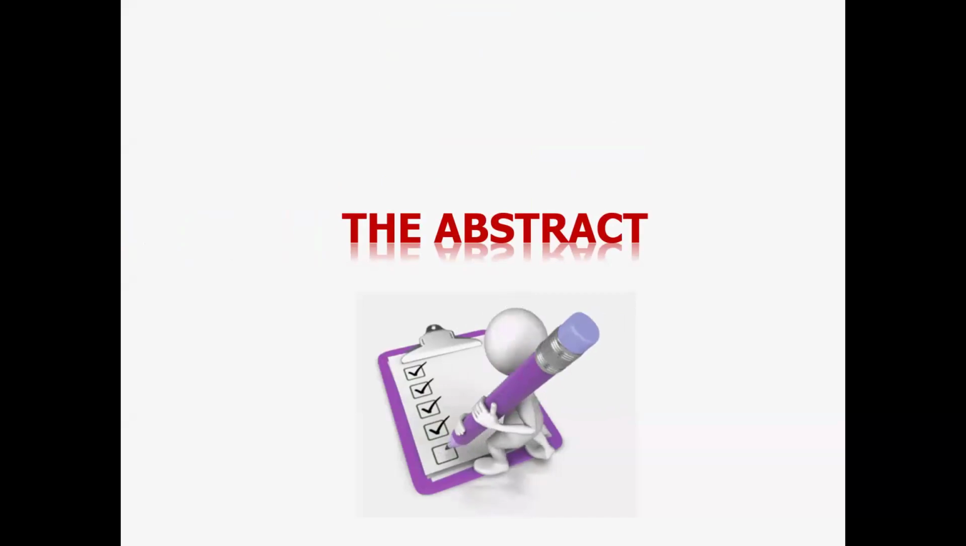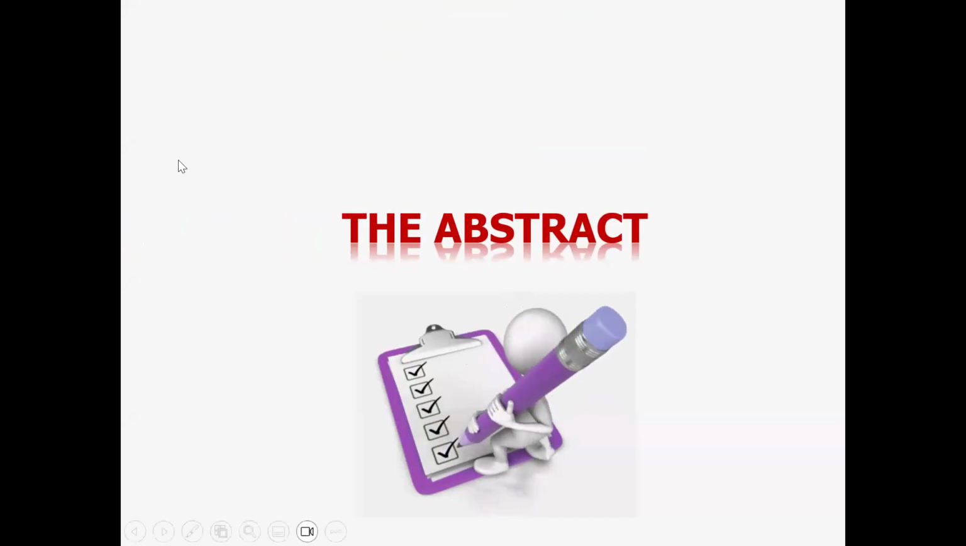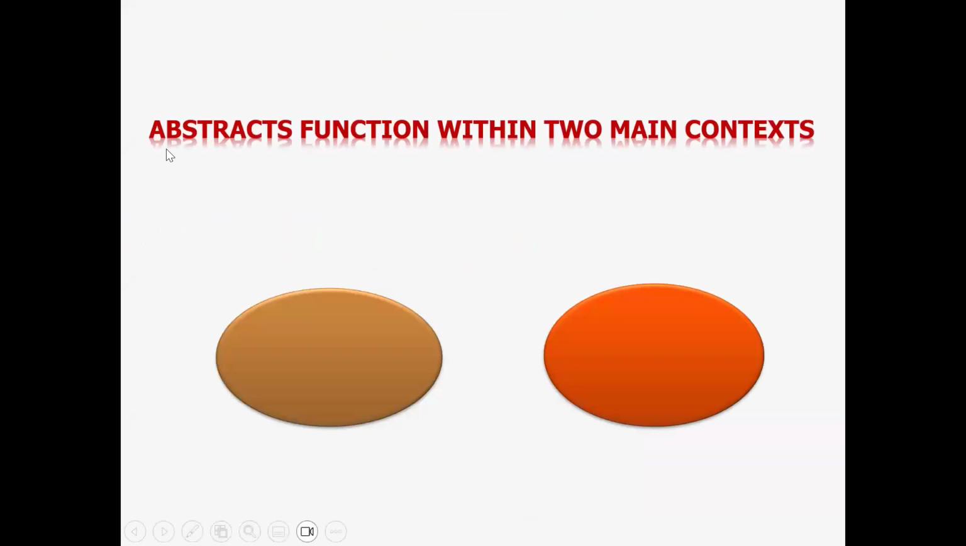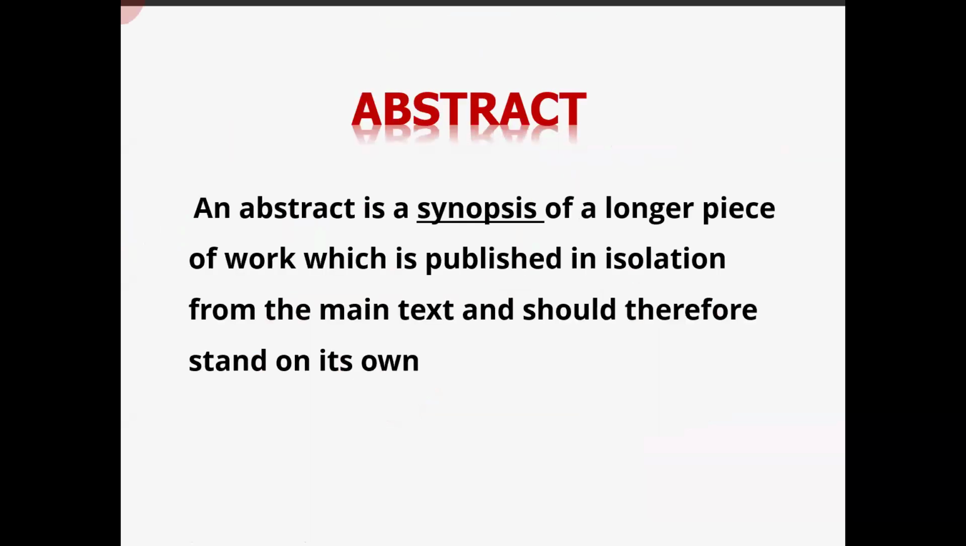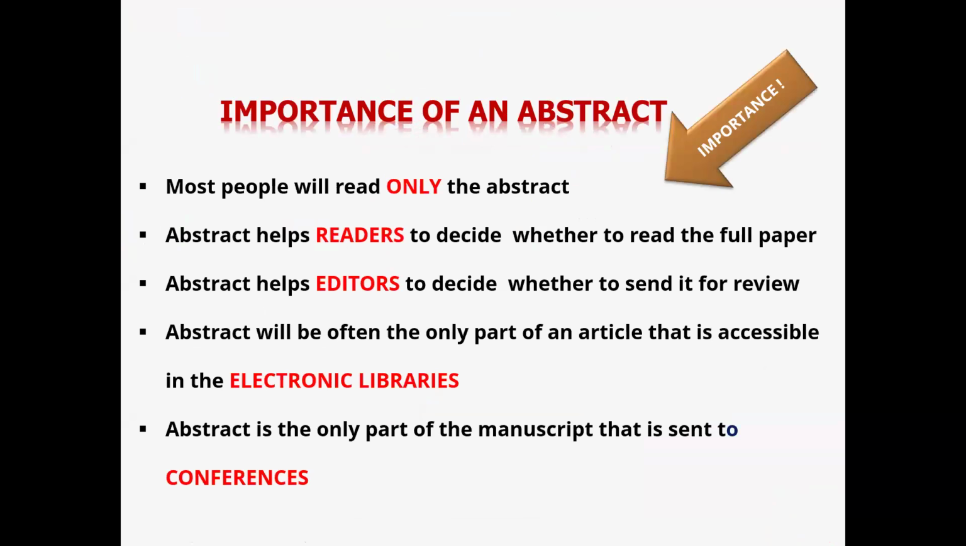The last part is the abstract. Why are we making the abstract at the end? Because it is a summary of your research. We are using abstracts in two situations. The first one is the abstract for the conferences, and the second one is the abstract for the manuscript. So the abstract is a synopsis of a longer piece of work, and it should stand alone, should tell everything.